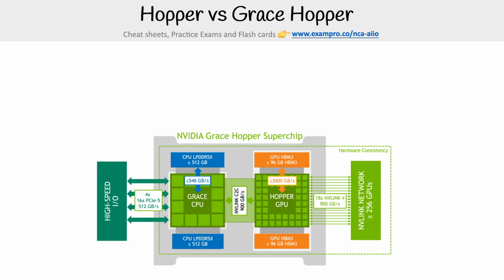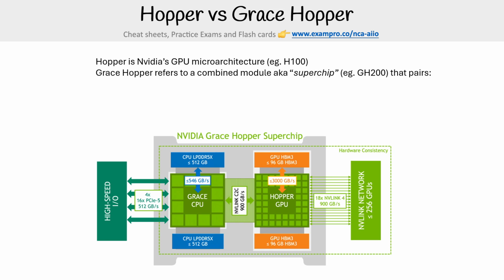So I kept coming across Grace Hopper and it was confusing me, so I figured we should bring it up because that can get confusing. Hopper is NVIDIA's GPU architecture, so what you'd find in H100, and Grace Hopper refers to a combined module, aka superchip, like the GH200, that pairs the Grace CPU, an ARM-based CPU from NVIDIA, with the Hopper GPU. So that's pretty much it.